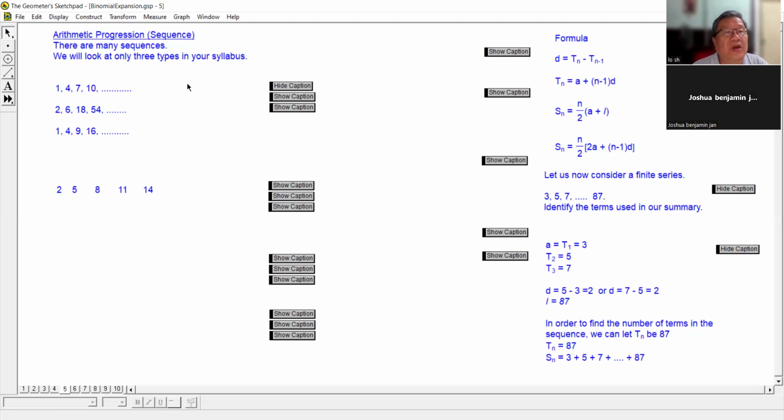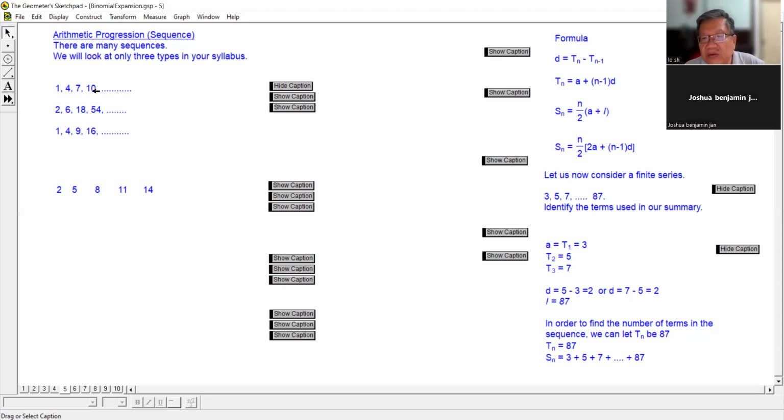But this one, since I put dot, dot, dot there, there are infinite number of terms. That means the terms never end. You can go on and on and on, no end. Okay, so this is another type of sequence: 2, 6, 18, 54, and so on. And there is 1, 4, 9, 16, and so on. So these are the three types of sequence that you're going to learn in your lecture, right?